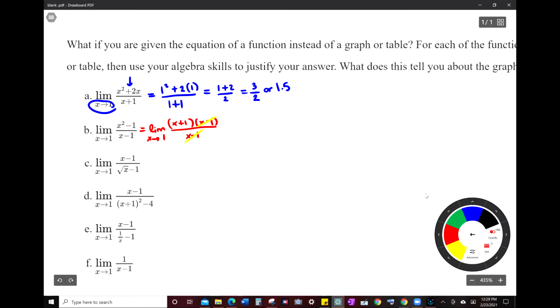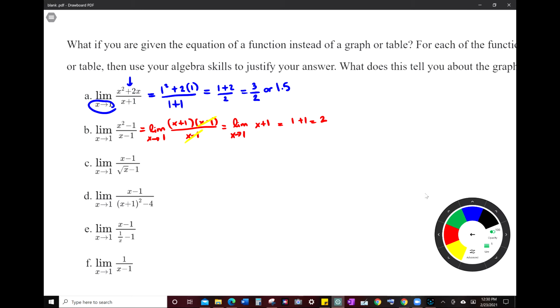So now we have the limit as x approaches 1 of x plus 1, and then we have 1 plus 1 is 2. So the limit as x approaches 1 of the function x squared minus 1, everything divided by x minus 1, will be 2. Alright, and hopefully you see that after we simplify, if it's possible, we still use direct substitution to find the limit. Alright, for part C, we have the same issue.